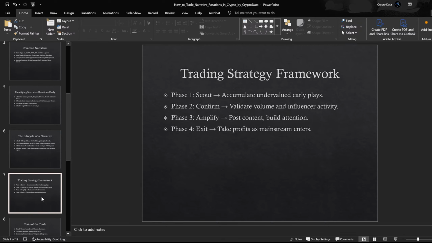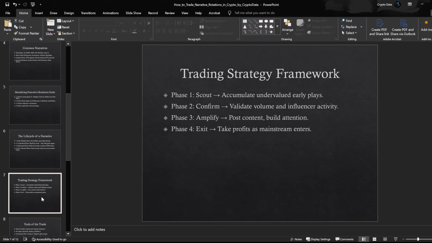Next, trading strategy framework. So phase 1, you have the scout phase. So you accumulate undervalued early plays. Phase 2, confirm. So you're validating it with volume and influencer activity. So you may have found these plays earlier than anyone, but now is the volume coming, and are there influencers talking about it? Okay, put in the cashtag on Twitter in the search bar, like cashtag Aster, for example. Are influencers talking about it? Are there some accurate people that are starting to mention it? If so, okay, is the volume agreeing with it as well? Is there a lot of volume on it? Okay, perfect. Well, now you have some confluence there.